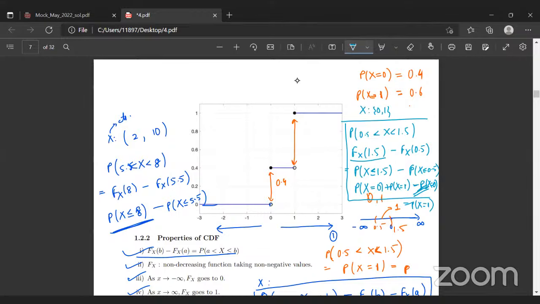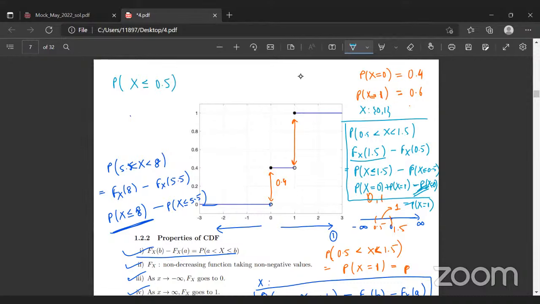But you said, ma'am, that the probability of x less than or equal to 1.5 is 1, and the probability of x less than or equal to 0.5 is 0.4. Can you repeat? Probability of x less than or equal to 0.5 is 0.4.